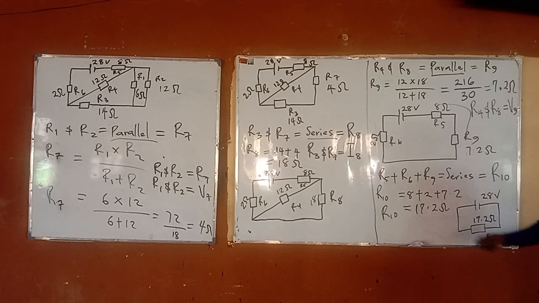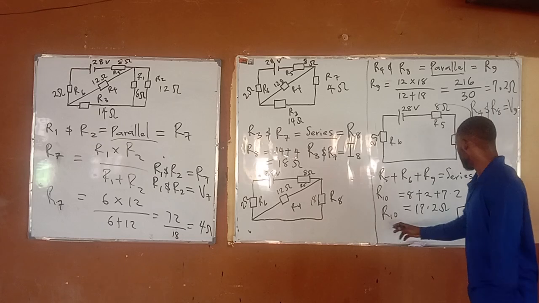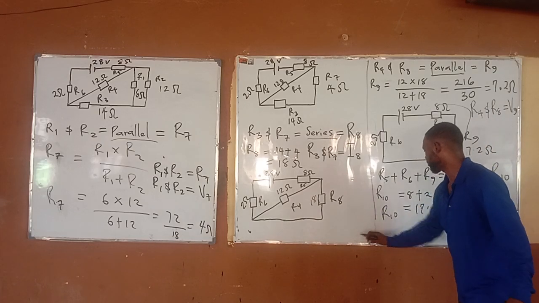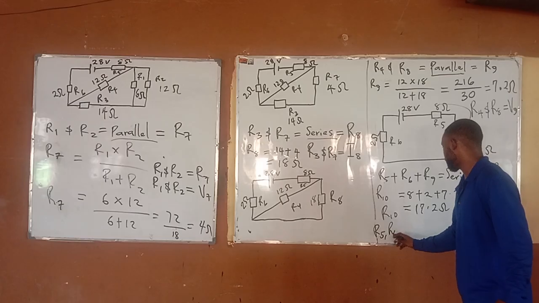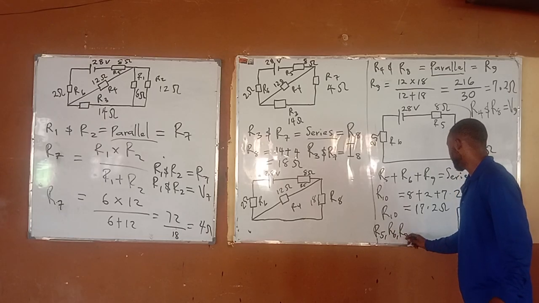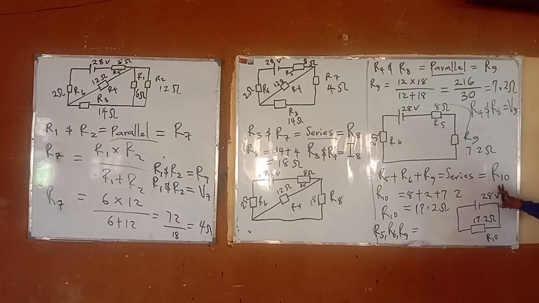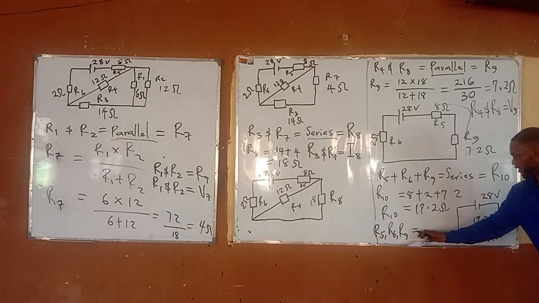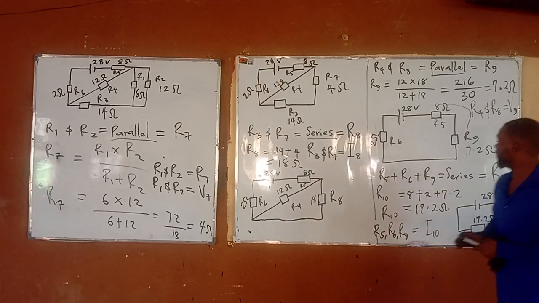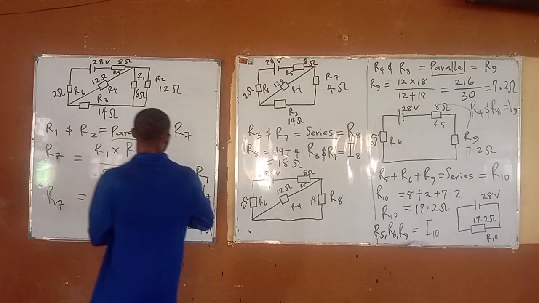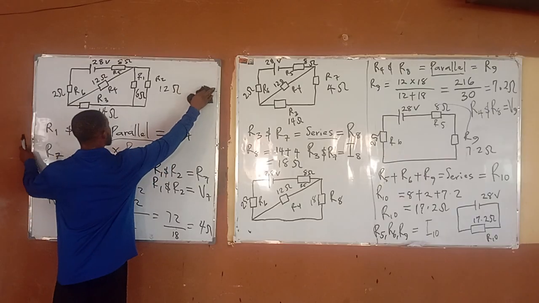So if I've noted this, the last one, which is R5, R6, R9, it gave you resistor 10, that is resistance 10, and it's in series. That means the current will be the same. It will be the same current which is in the 10th resistor. So I10. So if I've noted this, let me just bring it out to one side. I want to clean this diagram.